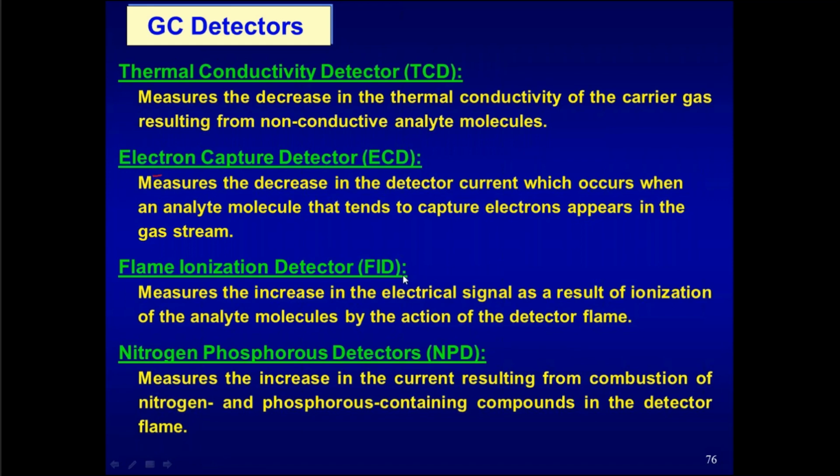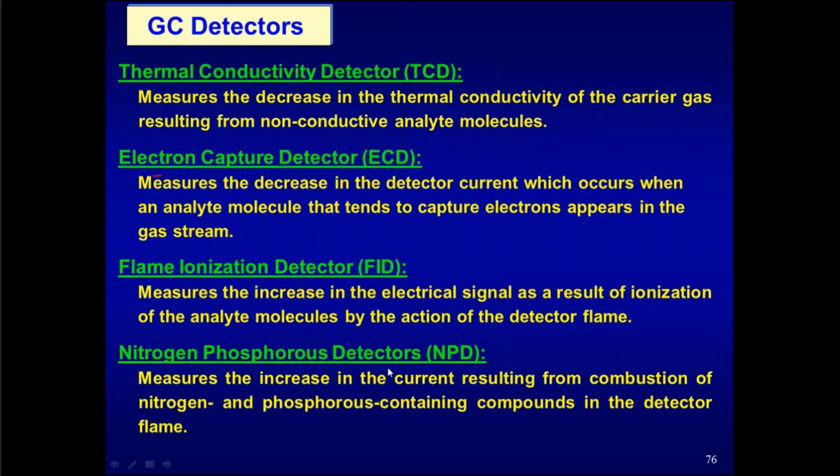The flame ionization detector, or the FID. Last class I told you these are standard short forms, so you can be asked a question with this short form itself. So remember the short forms. It measures the increase in electrical signal as a result of ionization of analyte molecules by the action of the detector flame. This means that whenever a component gets eluted and comes along with the carrier gas to the detector, there will be an increase in the electrical signal. How it happens, we'll see in detail later.